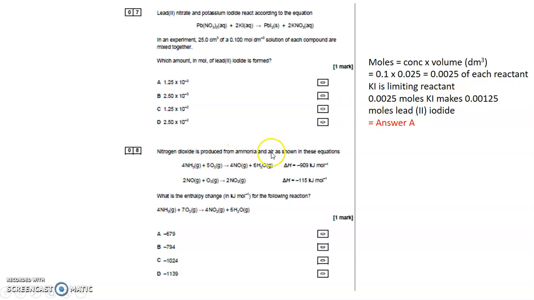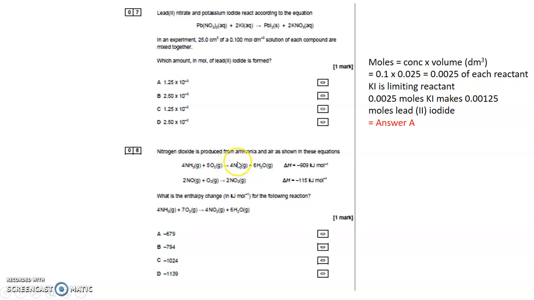Nitrogen monoxide is produced from ammonia and air as shown in these equations. 4 moles of ammonia, 5 moles of oxygen make 4 moles of NO and 6 H2O. And the enthalpy change for that is minus 909. It's exothermic with a minus value. It's giving out 909 kilojoules for every mole that I react.